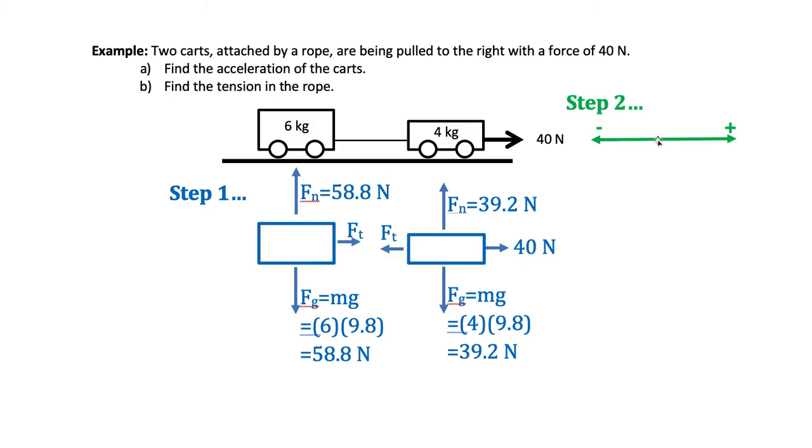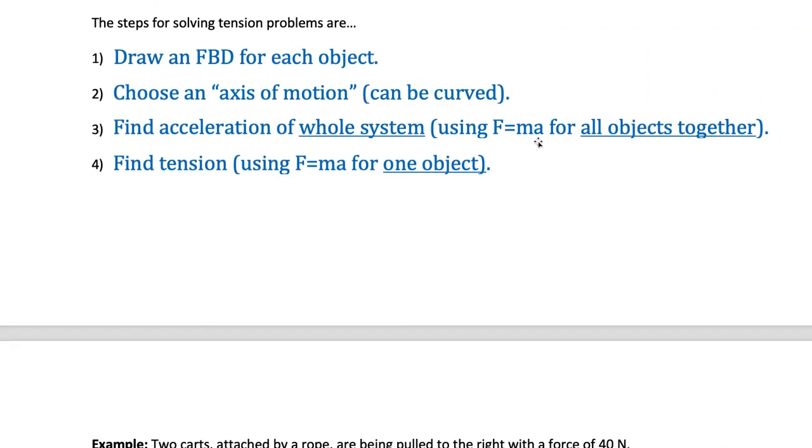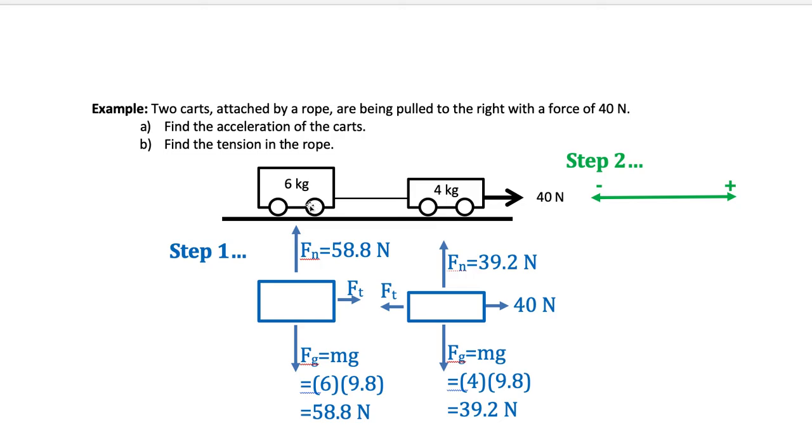Now, you still might be wondering about this "can be curved" bit. Because these carts are moving along a straight line, there's no need for them to be turning any corners. My axis of motion doesn't need to be curved. But if we do have corners involved, then our axis of motion might be curved, and that'll happen in the next example.